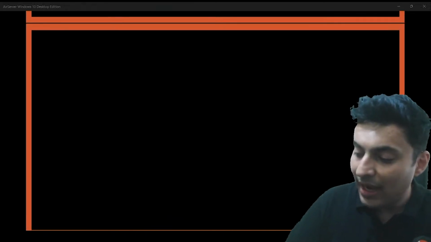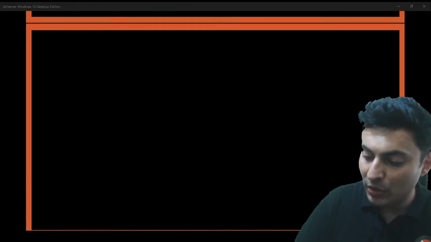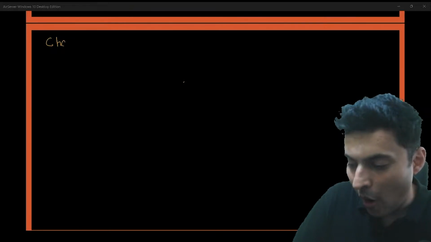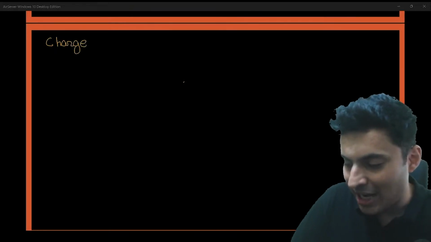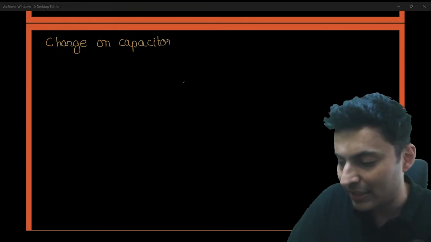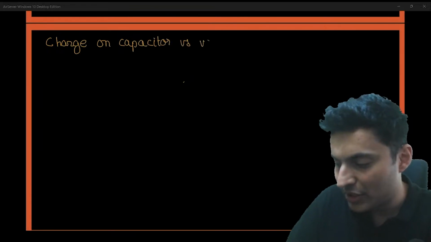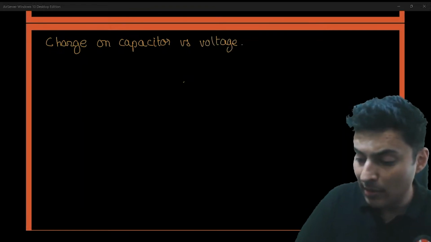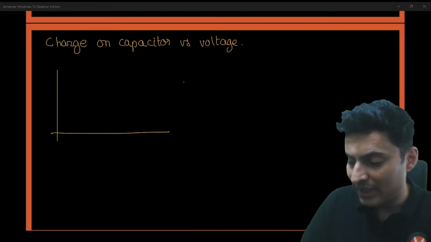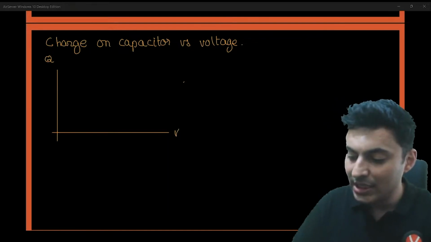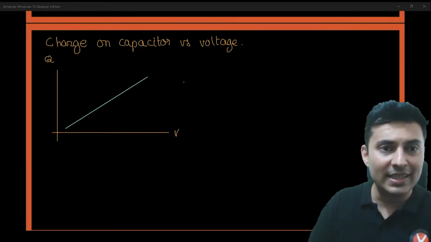Okay. If I ask you to draw a graph of the charge on the capacitor versus the voltage, how will that graph look like? Think about it. Charge on the capacitor versus the voltage. That graph will be simply put a straight line.